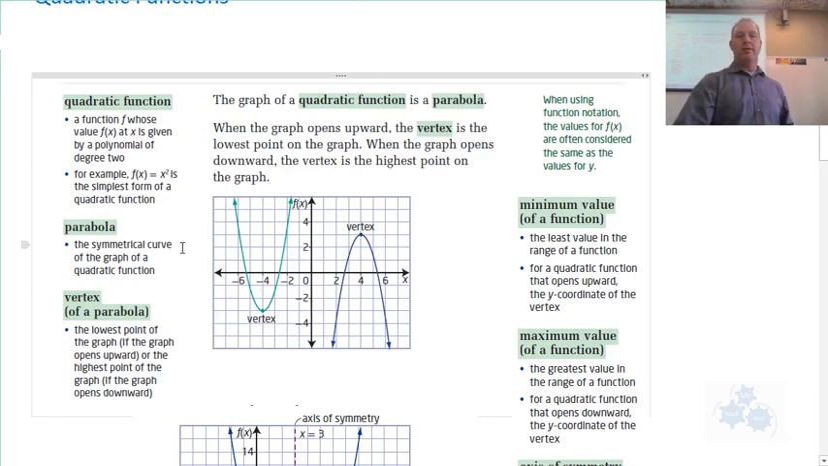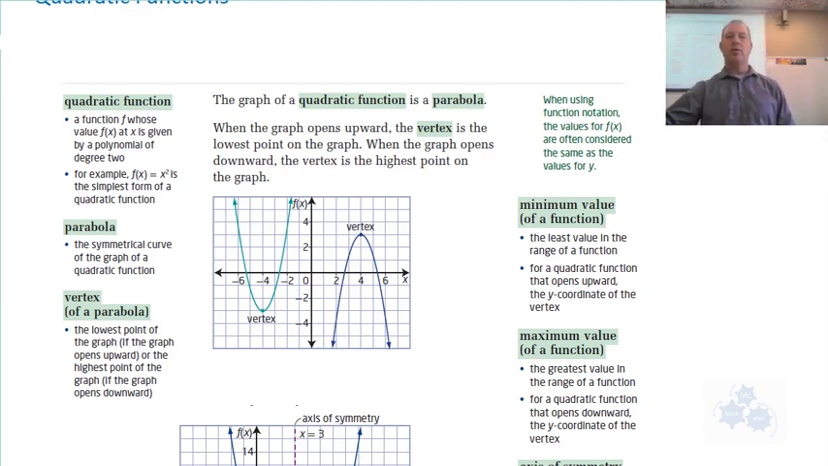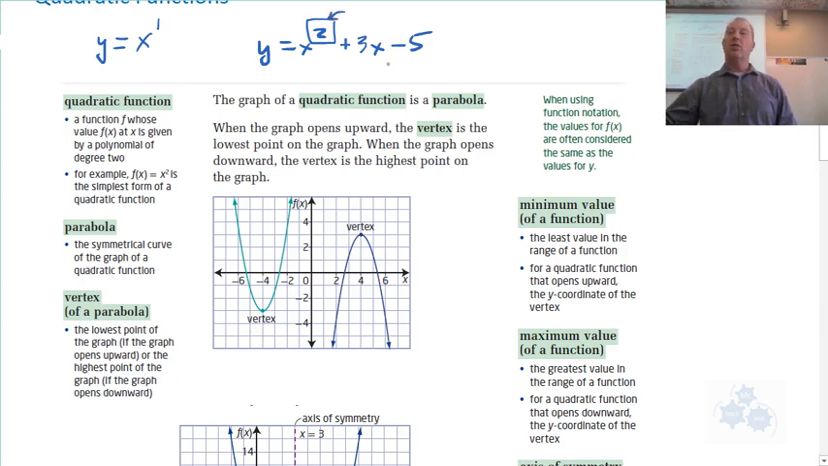So a quadratic function: a function whose value is given by a polynomial of degree 2. So you may remember the degree of a polynomial, okay, if we have y equals x, this is degree 1 because the exponent on the x is 1. y equals x squared is degree 2 because that's the largest exponent on the variable. Now, even if we had plus 3x minus 5, this is degree 2 because the largest exponent on the variable in any term is 2.